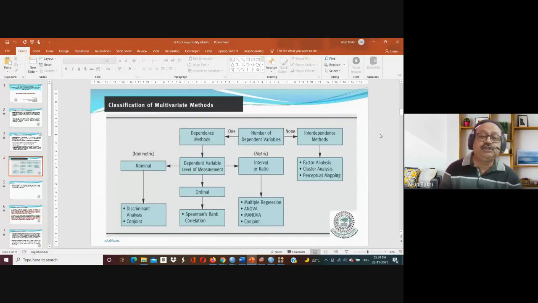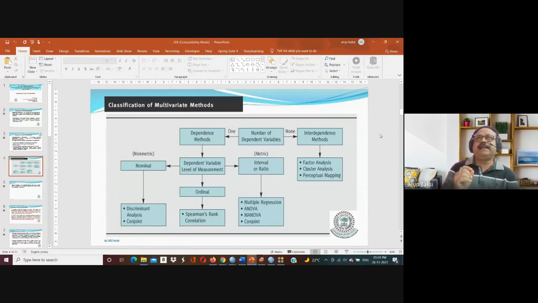And be sure about the spread of variables that you are having. If you have already predefined or pre-identified a set of dependent and independent variables, then obviously the dependence method is the selection. Now the question is where interdependence methods are to be applied.